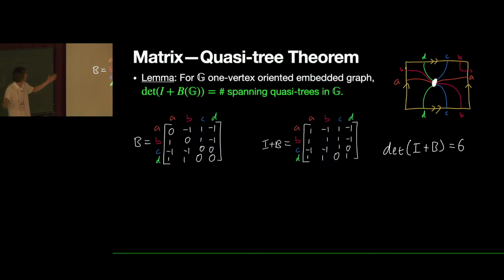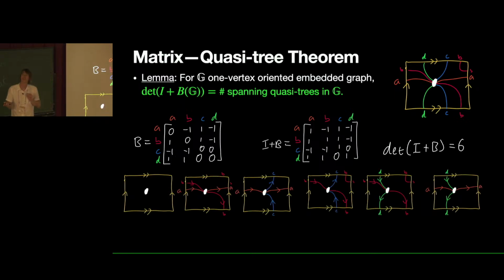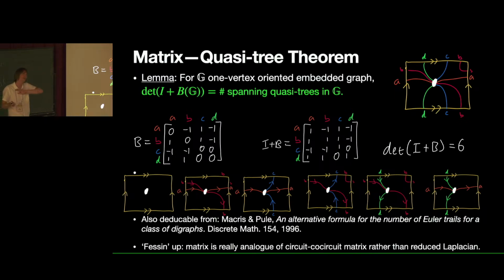If you want an example, here's my B, my I plus B, and for a 4x4 determinant I need to go into Maple to calculate that, and I'd find the determinant is 6. And this does indeed have 6 spanning quasi-trees. We were quite pleased when we found this, but we knew it must be in the literature somewhere, and we eventually tracked it down. You can deduce it by changing language from a result on Euler tours by Macris and Pulé from 1996. The characteristic polynomial result, the more general result, I haven't been able to find anywhere in the literature.